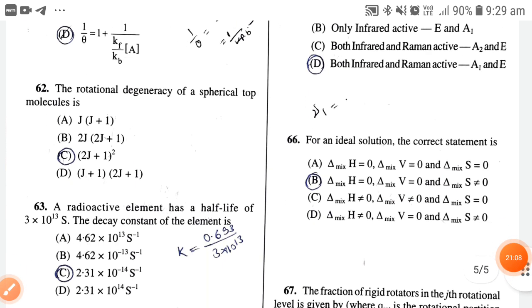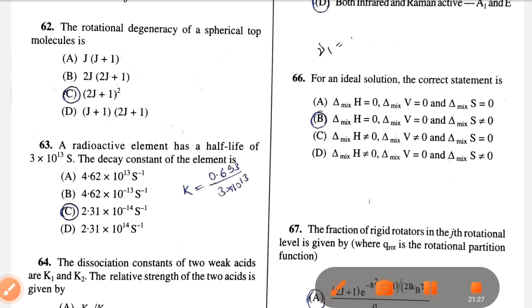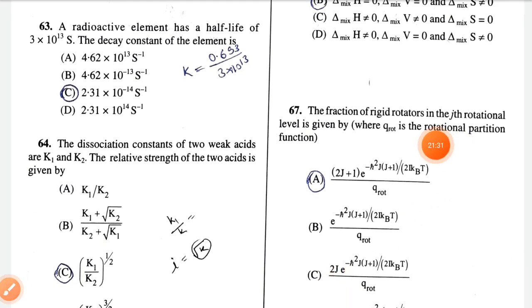Next, question 66. For an ideal solution, the correct statement is: here delta H mix is equal to 0, delta V mix is equal to 0, but entropy increases, so delta S is not equal to 0. Option B is correct. Next, the fraction of rigid rotators in the jth rotational level is given by, here the correct option is option A.